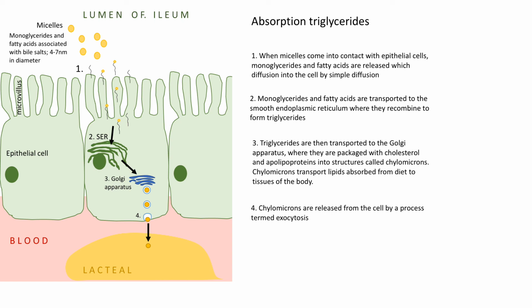They travel through the blood. They eventually reach capillaries. And in those capillaries, they interact with lipases on endothelial cells that hydrolyze the triglycerides to produce fatty acids and glycerol. And those can diffuse into the cells of the tissue. So that's a way of supplying those lipids to tissues of the body. So that's step 5.